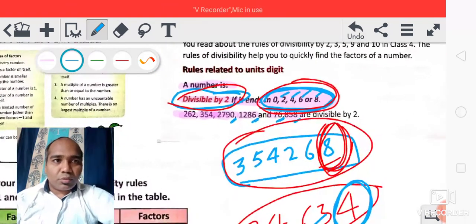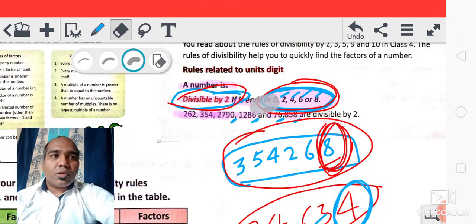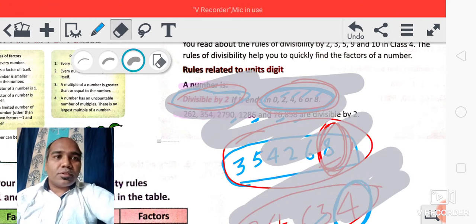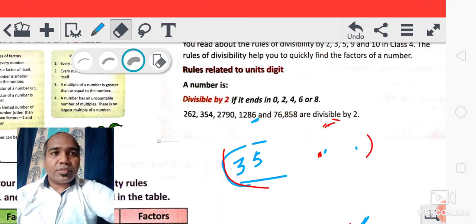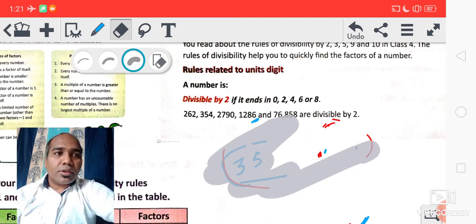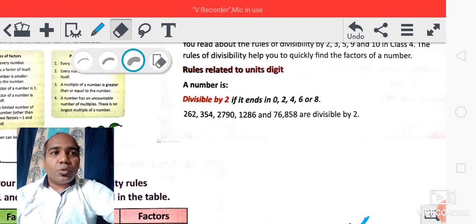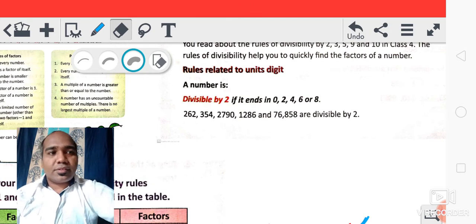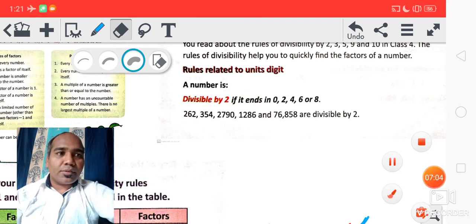This rule you'll write in your copy. You'll write all the rules in your copy. So only one rule till now we have discussed, the divisibility rule of 2. In the same way, the divisibility rule of 3 is there, 4 is there, 5 is there, 6 is there, 7, 8 is there.